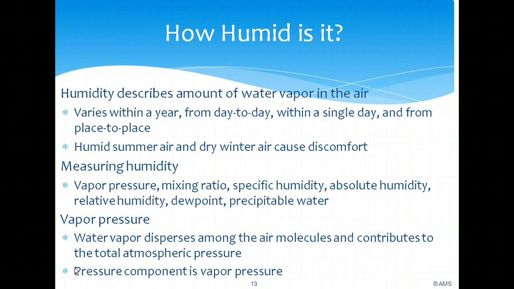The amount of water vapor in the air is generally termed humidity, and we know that humidity changes regularly from hour to hour, day to day, season to season, etc. There are a number of ways of measuring humidity, like vapor pressure, mixing ratio, specific humidity, absolute humidity, relative humidity, dew point, precipitable water, etc. We're going to talk about a few of these and give us an idea what this means in terms of weather.